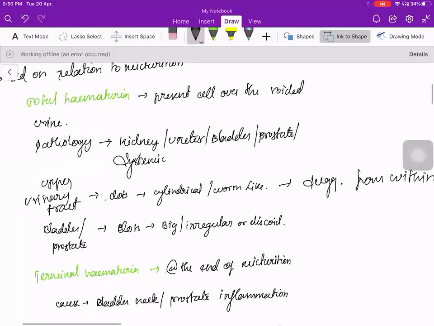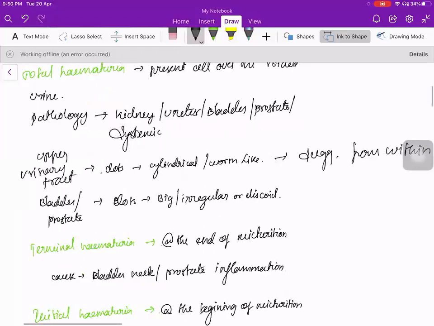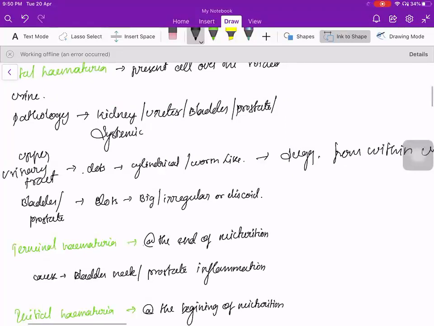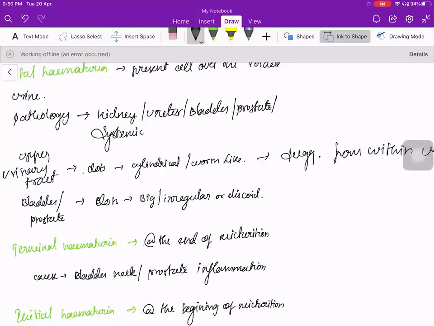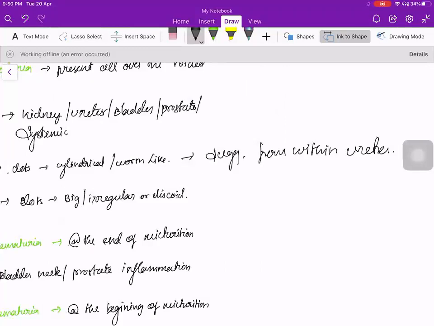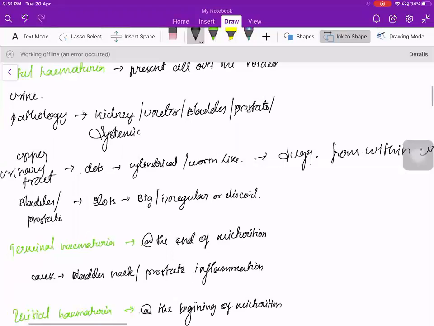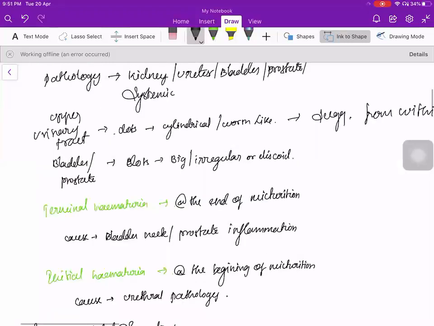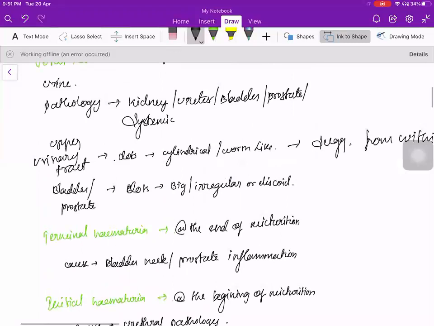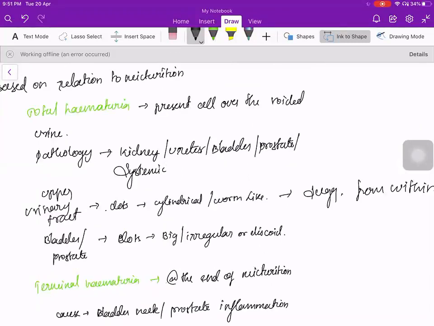In the upper urinary tract, there will be passage of clots, and the clots will be cylindrical or worm-like in shape. Why is it cylindrical or worm-like? Because it is getting its shape from the ureter, as the clots pass through the ureter. If it is arising from the bladder or prostate, it is below the ureter, so these clots will be big and irregular. So total hematuria means the presence of blood throughout the urine.